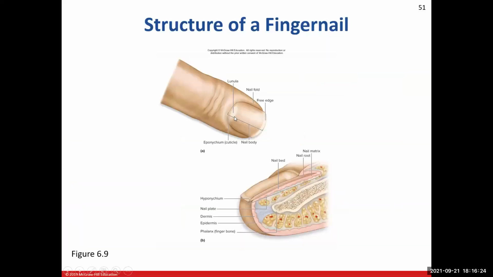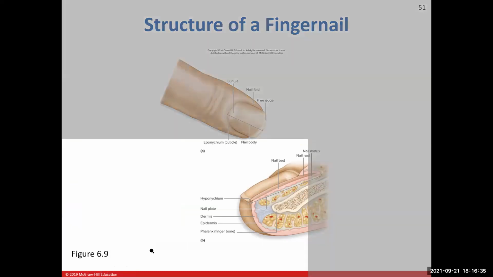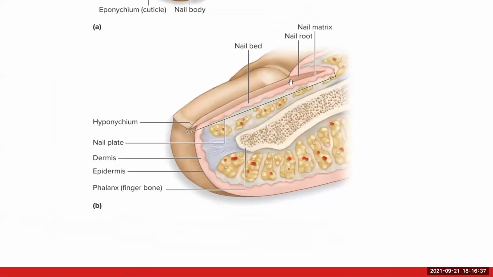All right, so the cuticle, also known as the eponychium, that's where the tissue from the skin comes onto the proximal portion of your nail. And then if you look on the lower picture down here, you'll notice that the nail itself will sit on this living epidermal tissue, and that's referred to as the nail bed.